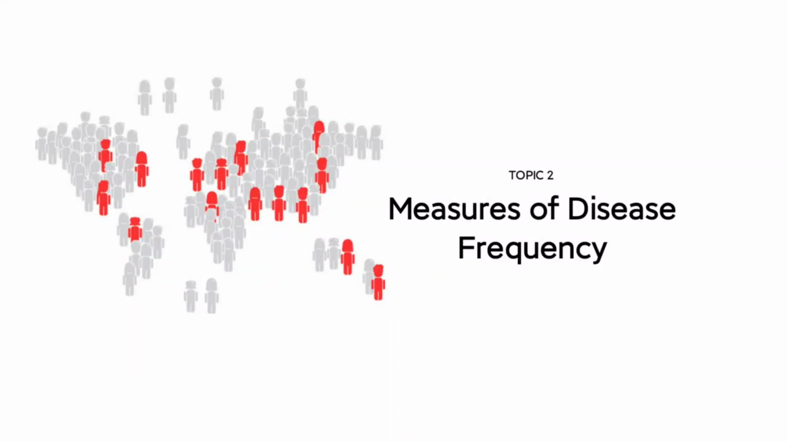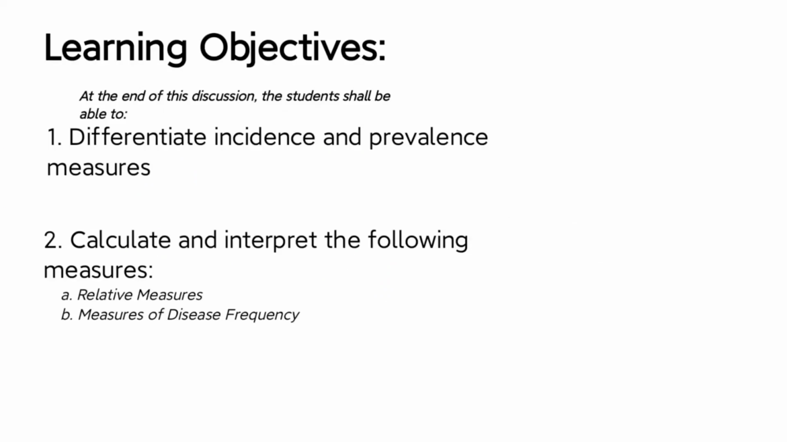Good day, class. Today we're going to have a discussion regarding topic 2 of epidemiology, measures of disease frequency. For today, ang importanteng malaman ninyo would be, first, to differentiate incidence and prevalence measures. And the second is to calculate and interpret the relative measures and the measures of disease frequency. So, you may pause the video now and get your calculators na, kasi we're going to have computations in this particular topic. If you're ready, let's go na.